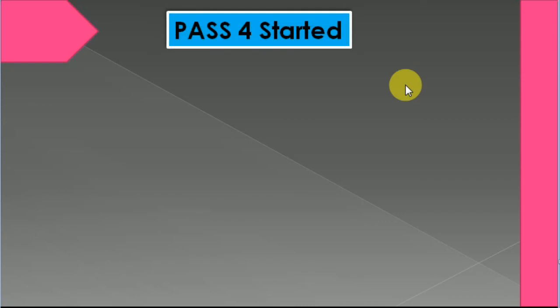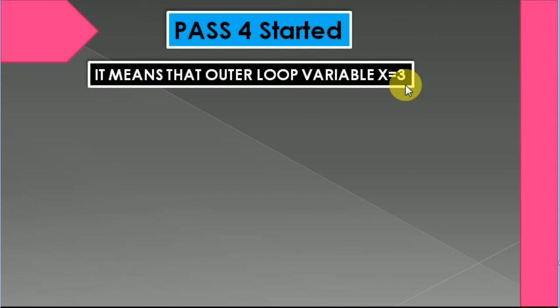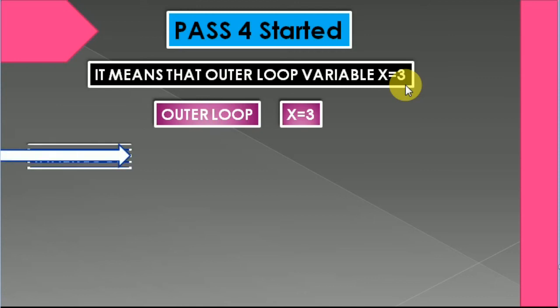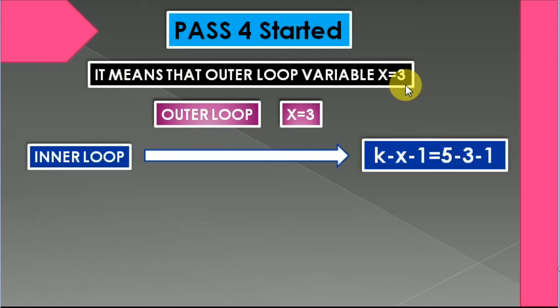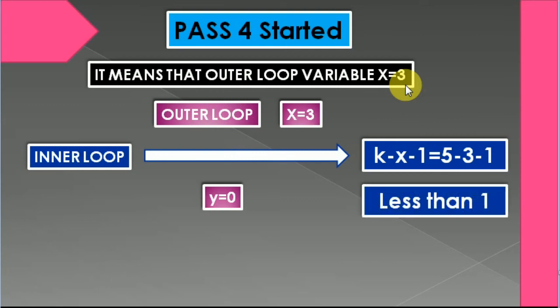Now when we reach pass 4 and it starts, what happens? The outer loop variable x is at index 3, and the inner loop is k minus x minus 1, that is 5 minus 3 minus 1. It means y works only one time, that is 0. Why? Because the value is going to be 1, and less than 1 is only 0.